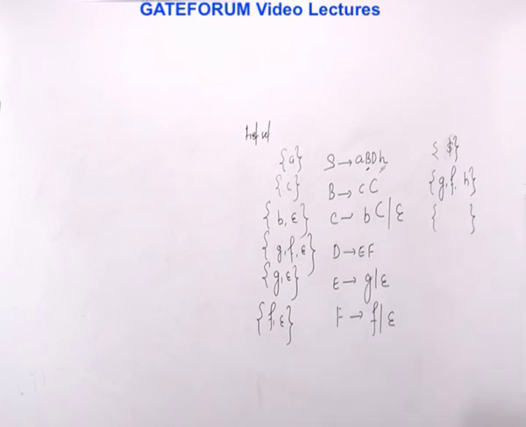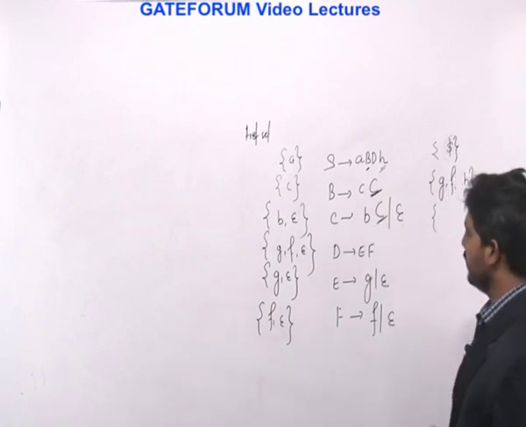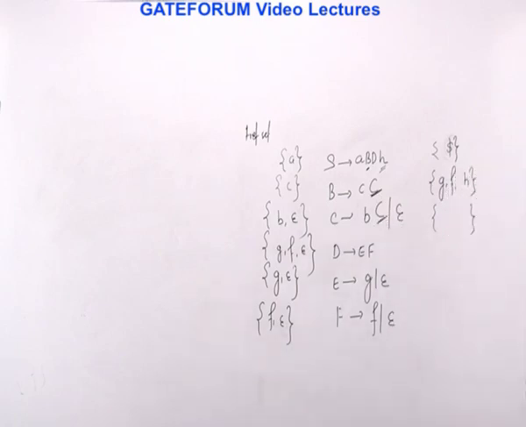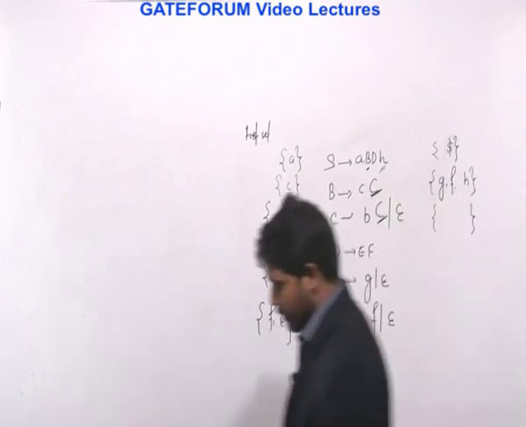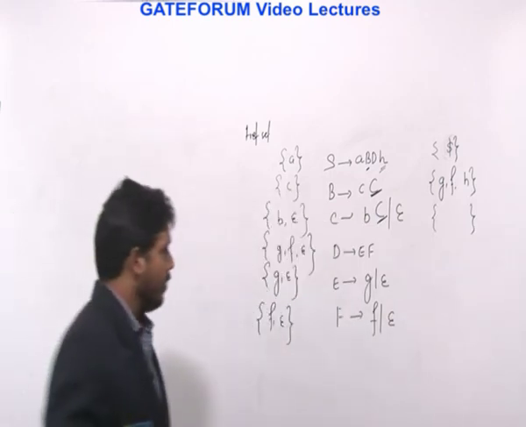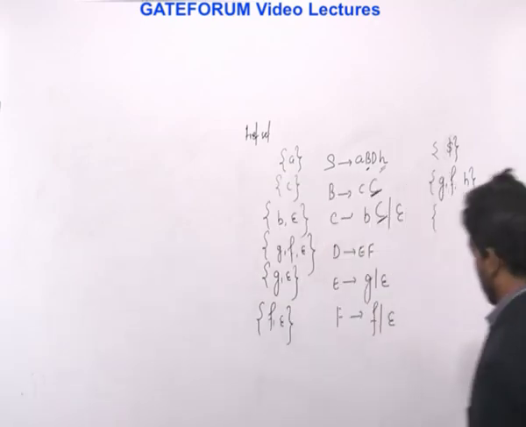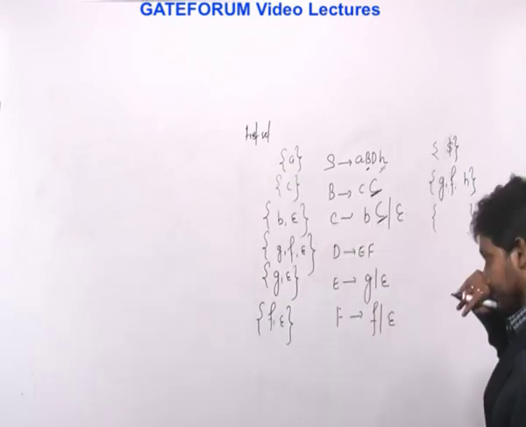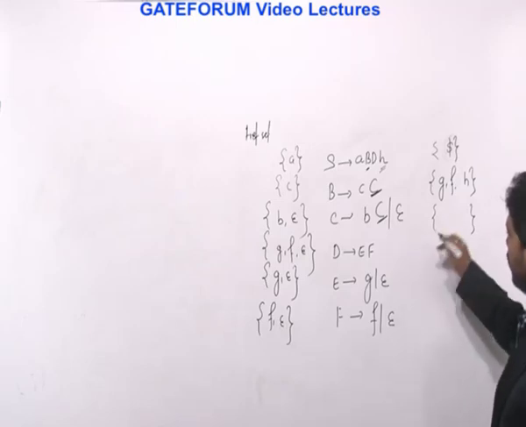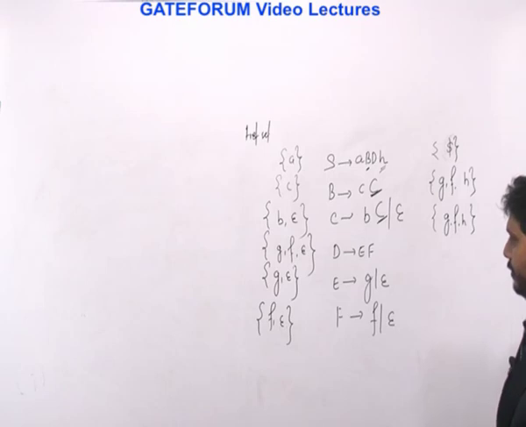Now follow of C. Where is C present? Two places. Here C is present and here C is present. Both are saying something. This is the last symbol rule. The last symbol rule in this case is that follow of C will be follow of B. Follow of C is follow of C, we can't conclude anything. So follow of C is follow of B, so I will include G, F and H.